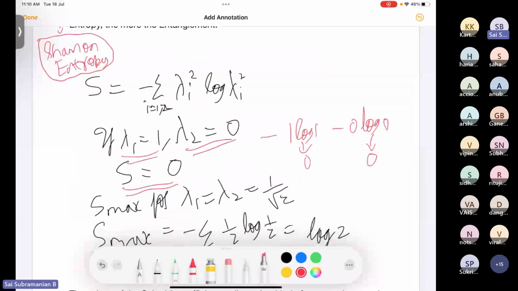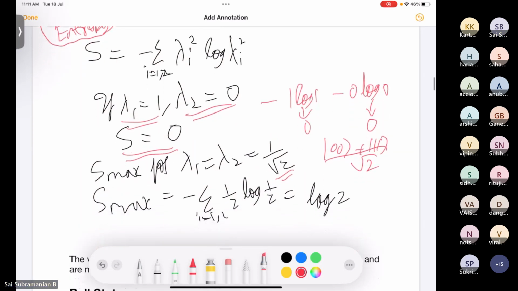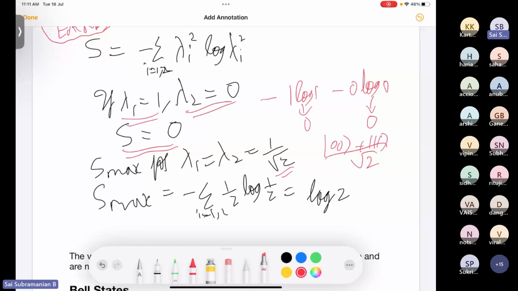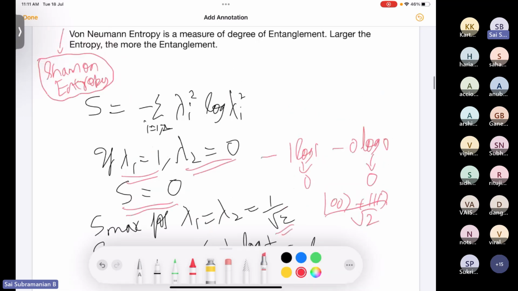Whereas if we take something with the maximum possible entanglement, which is lambda 1 equal to lambda 2 equal to 1 by root 2. If you recall the Bell state from last time, 0, 0 plus 1, 1 by root 2, I told you this is maximum entanglement. So 1 by root 2, 1 by root 2. And then if we calculate S, we get log 2. This value doesn't matter, but it just says that the more the value of S, the more entanglement there is. And the maximum there can be is S max is log 2, and that is if lambda 1 and lambda 2 are both 1 by root 2.